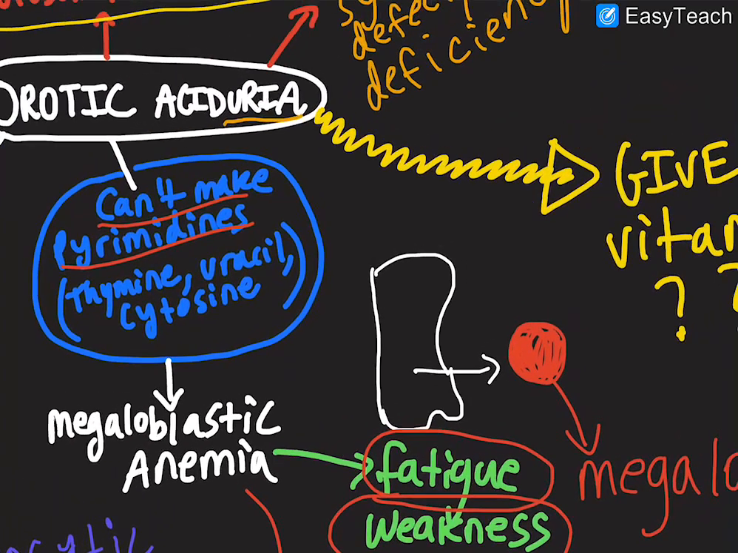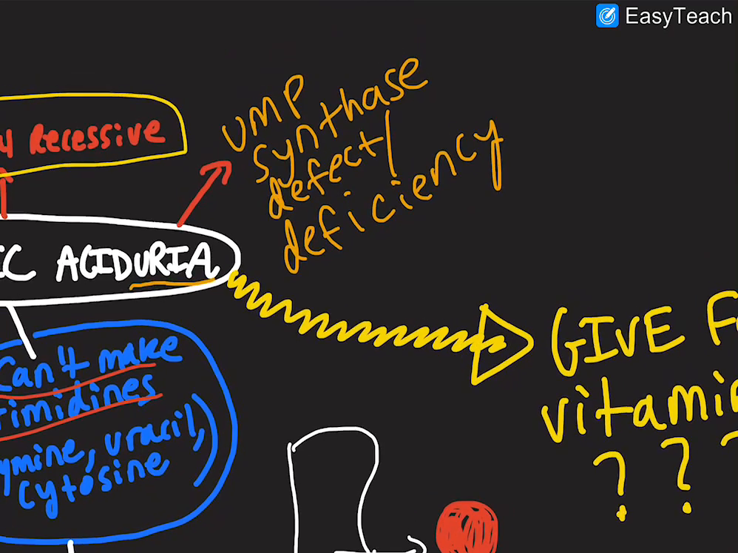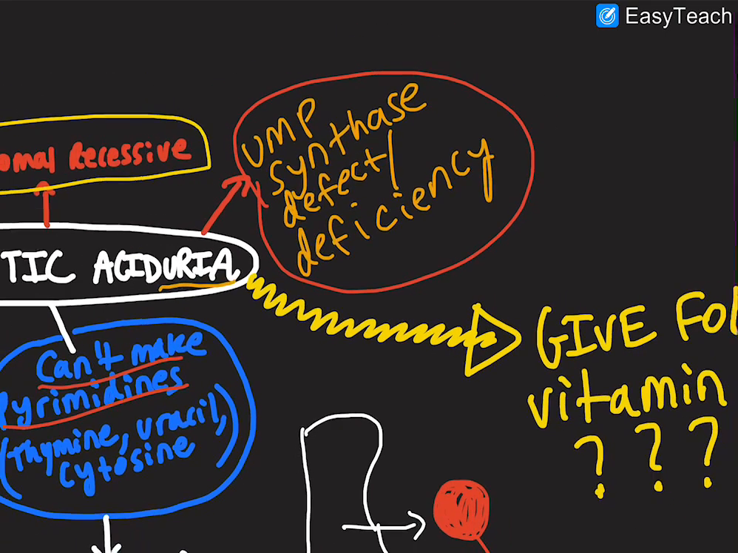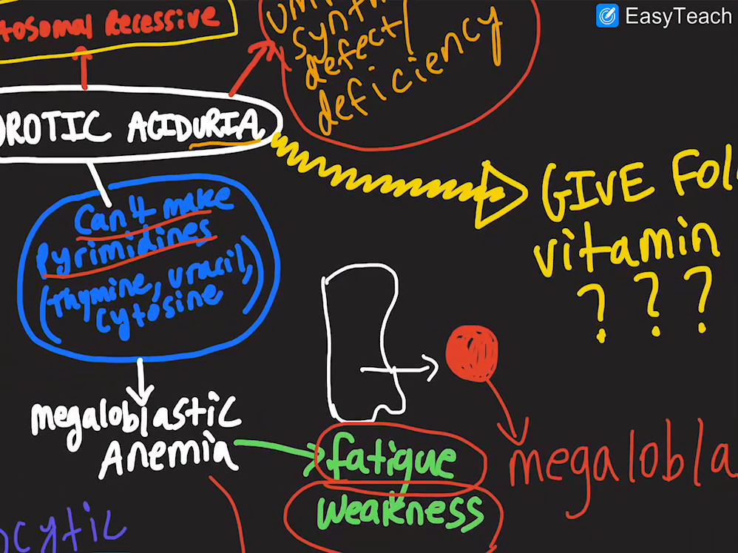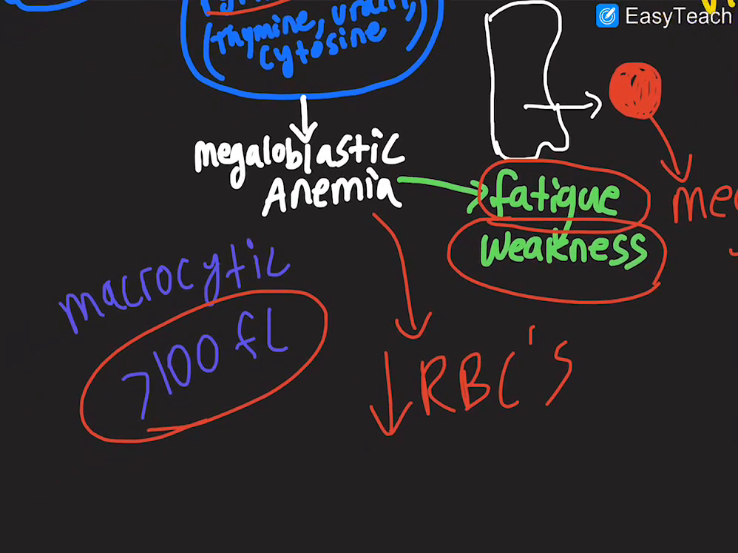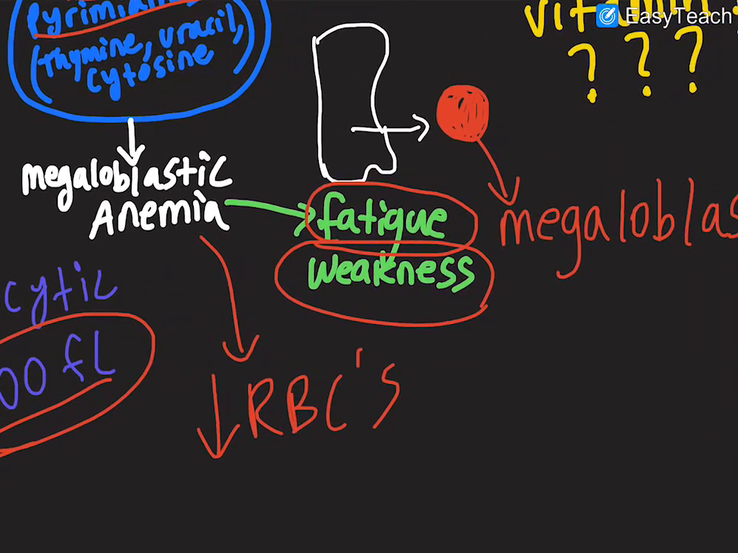And then another part of orotic aciduria, we already talked about this, but just as a good review real quick, remember, it's a deficiency or defect in UMP synthase, which is why you can't go on to make your pyrimidines. If you can't make pyrimidines, remember, you cannot synthesize your DNA properly, which again ties back into the fact that that'll lead to big red blood cells, greater than 100 femtoliters, and megaloblasts that are present in your bone marrow. All right, so that's good to know.